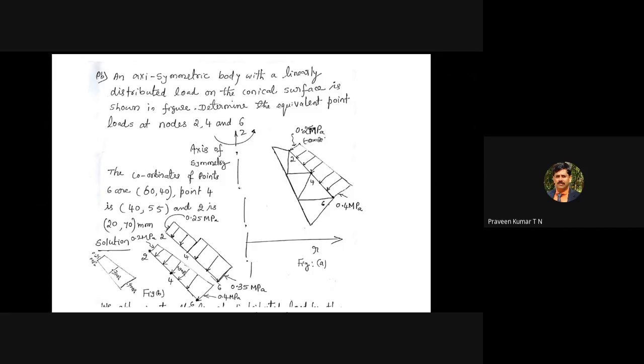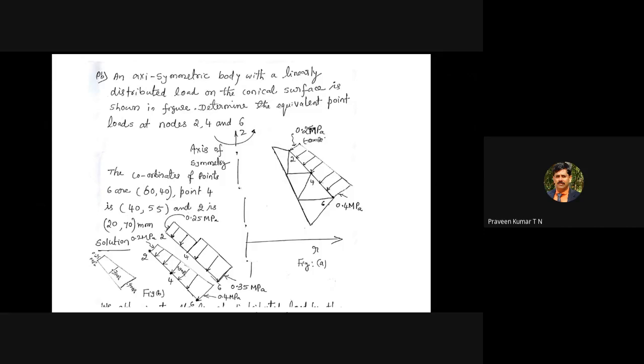Now this is the outermost surface element. It is not an inside element of the axisymmetric problem because it is a surface load. It is acting on the surface of the structure, like a conical structure, like a cooling tower in power plants. So on the outer surface, a surface load is acting, and here it is a uniformly varying load.